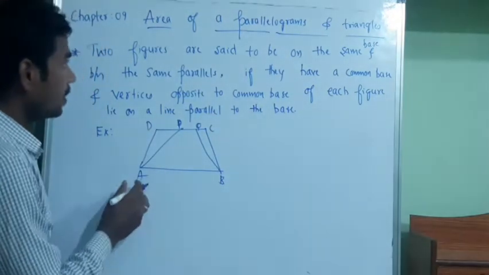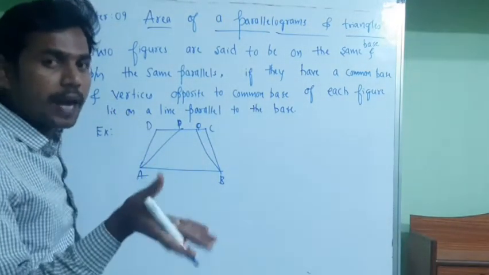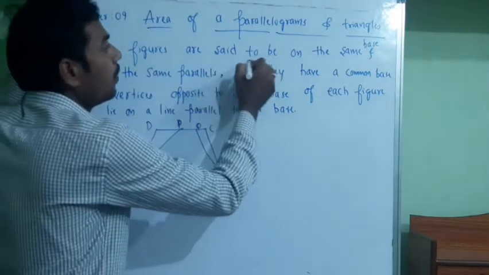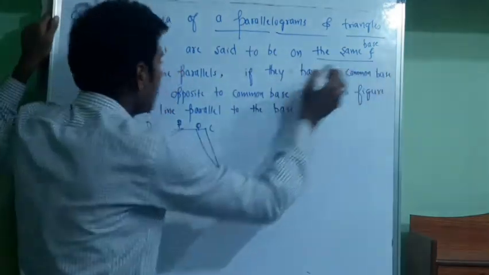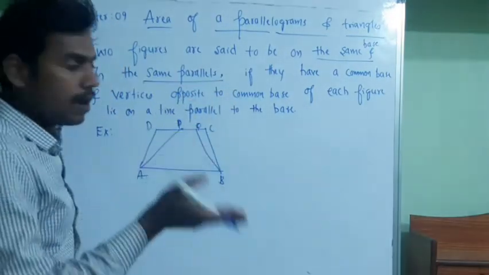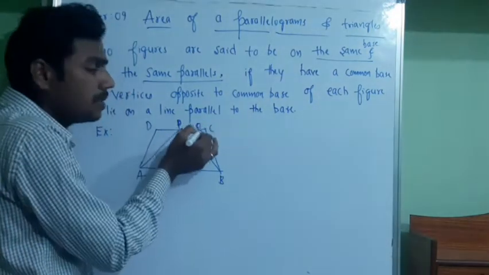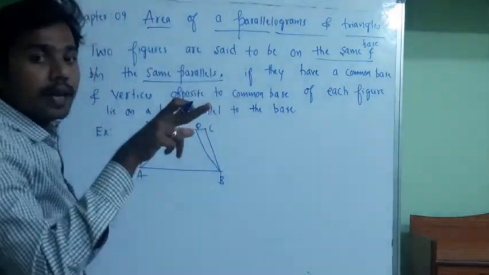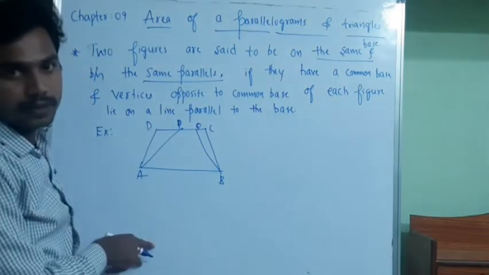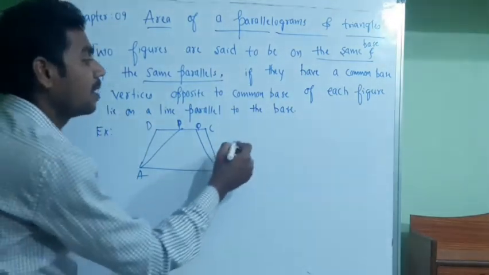See what the condition is. If I want to say that two figures are on the same base and between the same parallels, there should be a common base, and the vertices opposite to the common base should lie on a line parallel to the common base. They are not saying lines; they should lie on a single line.